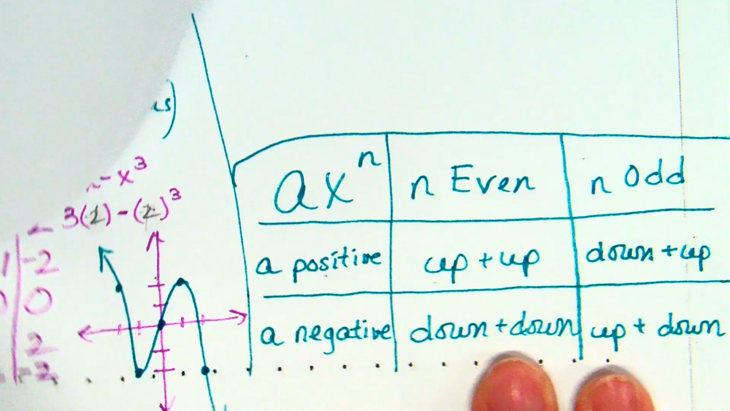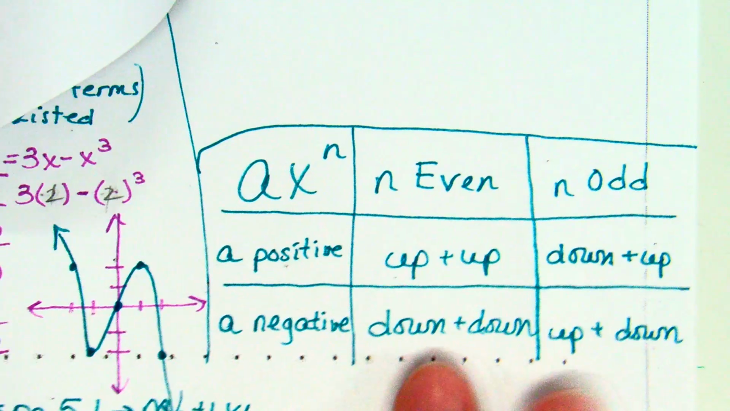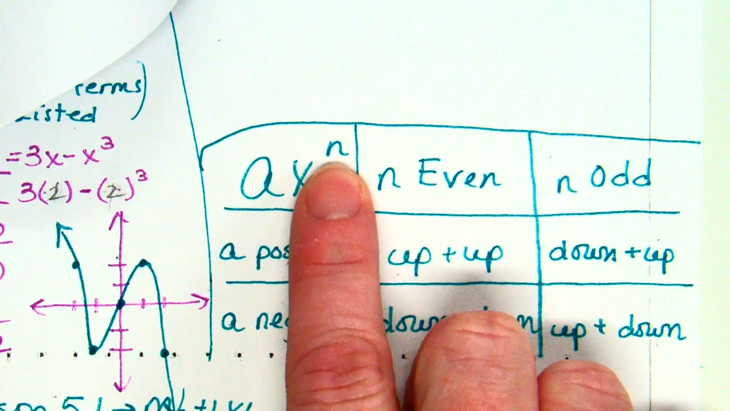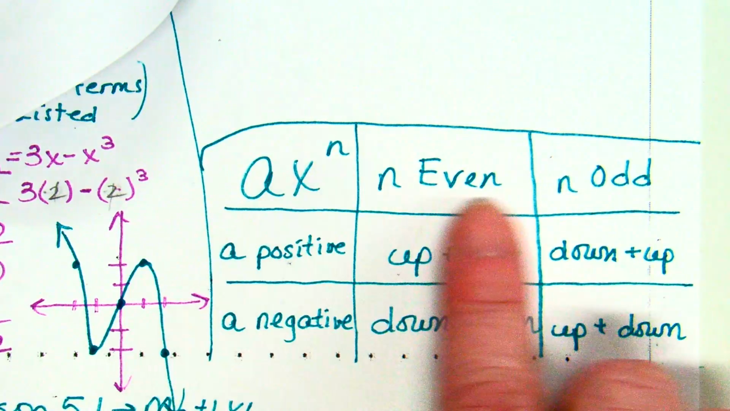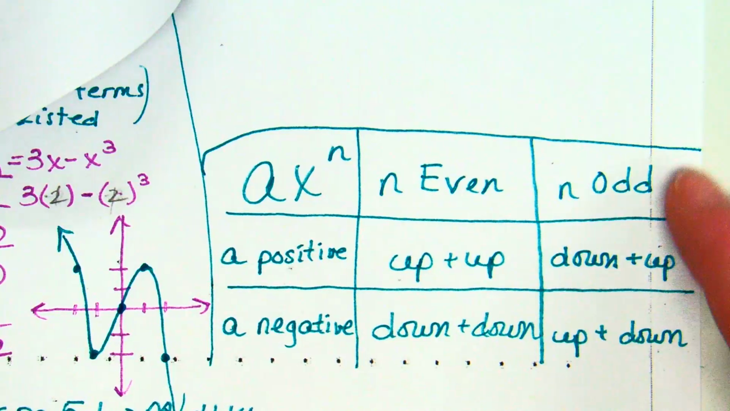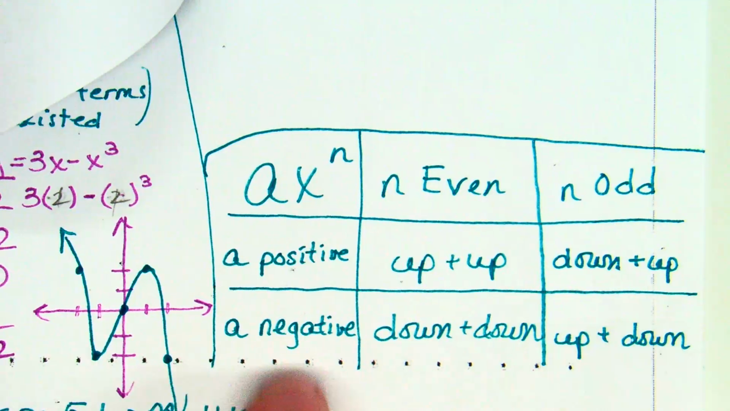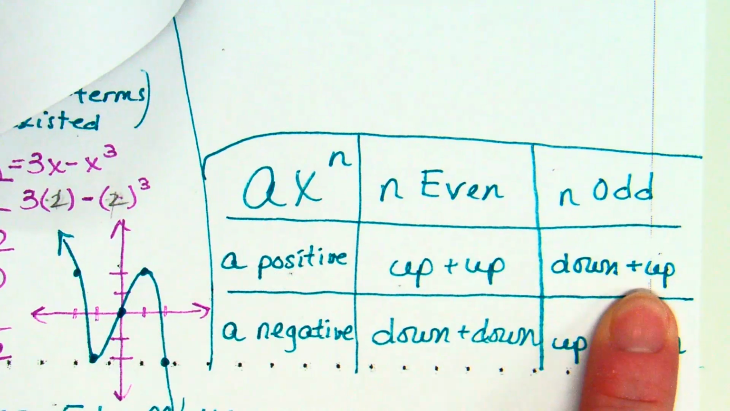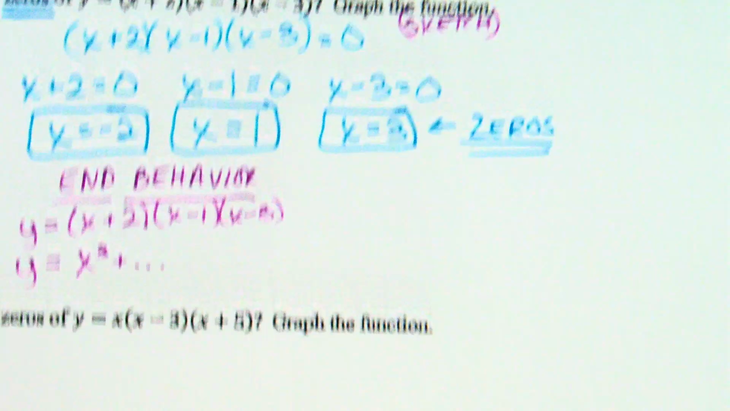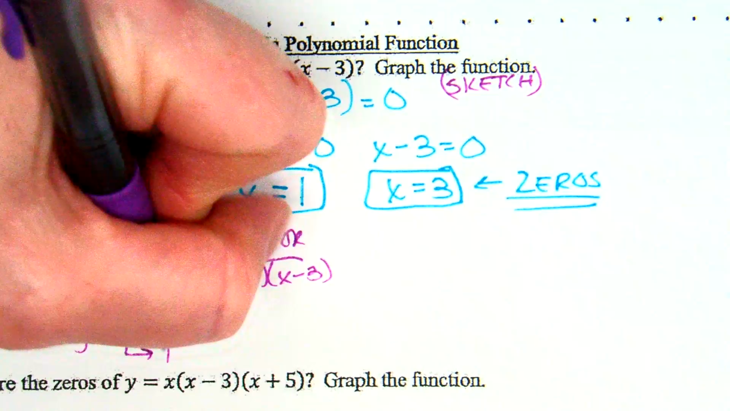We had this chart. If we're looking at x to the third, so x to the n, third is what? Even or odd? So that's either down and up or up and down. If it's x to the third, is it positive or negative? Positive. So when n is odd and a is positive, our end behavior is down up. Do you guys remember what that means? The graph on the left-hand side is going to be pointing down, and it's going to point up on the right-hand side of the graph.